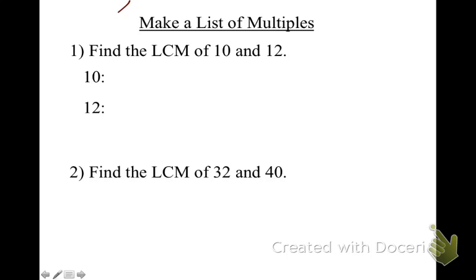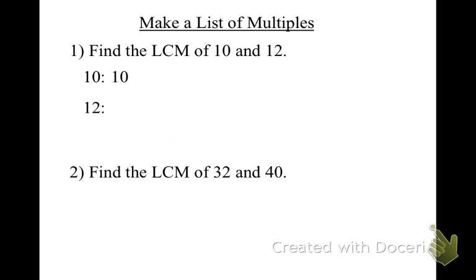So in your notes, I want the directions, make a list of multiples, and go and write down number 1. Write down the directions as well as number 10 and number 12. I want that all in your notes. So when they ask for multiples, what we're doing is we're trying to figure out, okay, so what is 10 times 1? 10 times 1 equals 10. So my first multiple of 10 is just 10.